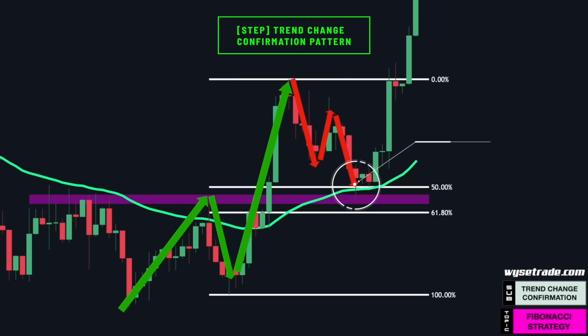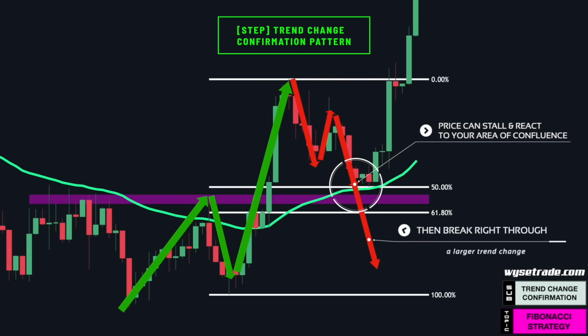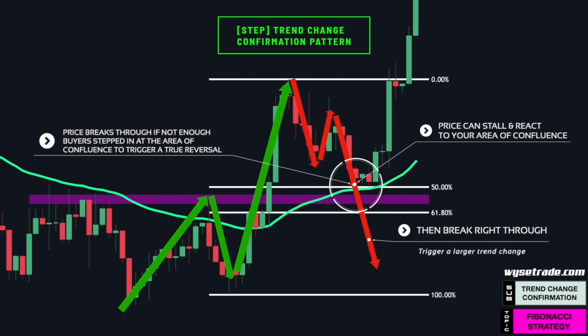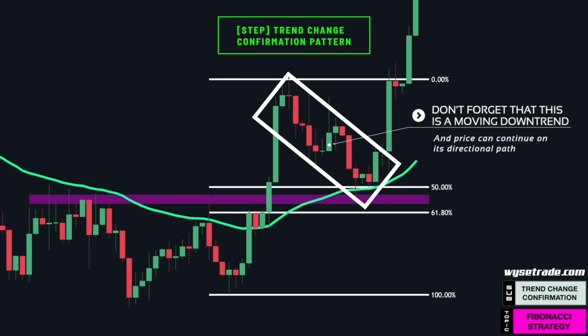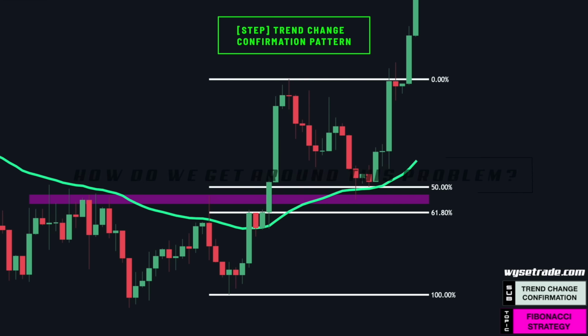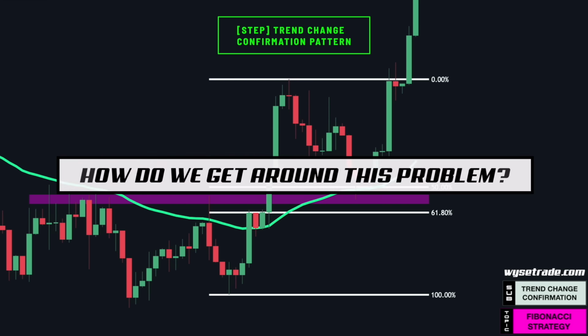So what can happen is price can stall at your area of confluence, react to it, and then break through and continue down and trigger a larger trend change. This happens when not enough buyers step in at the area of confluence. Don't forget that this here is a current moving downtrend, which can continue on in its directional path. So how do we get around this problem?